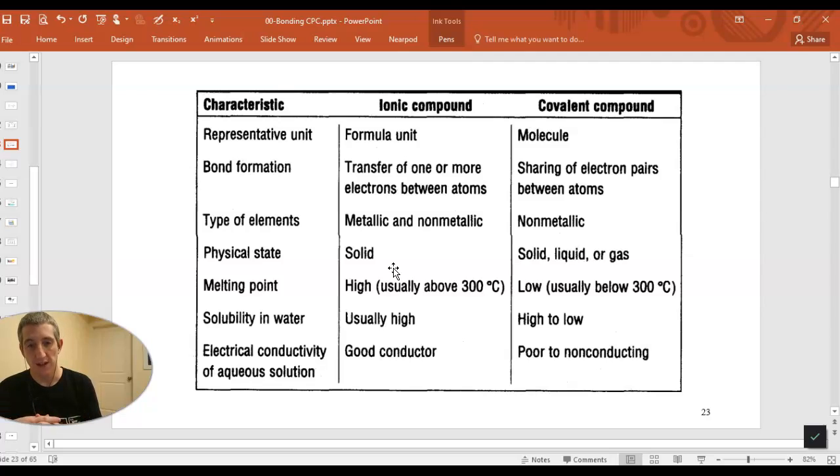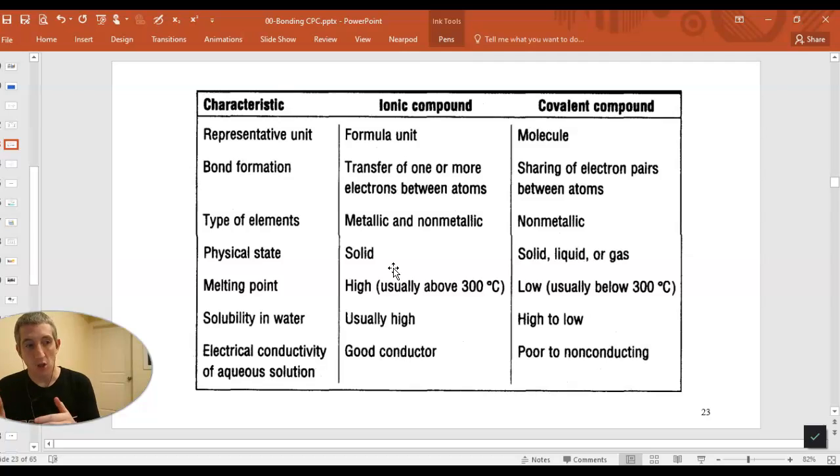It takes quite a bit of heat to make that happen. Things like sugar, which is covalent, melts fairly easily. And so a general rule with minimal overlap really is that ionics have relatively high melting points, and covalents relatively low melting points. Some a little bit above room temperature, some way below room temperature, and that's what makes it a liquid or a gas at room temperature.